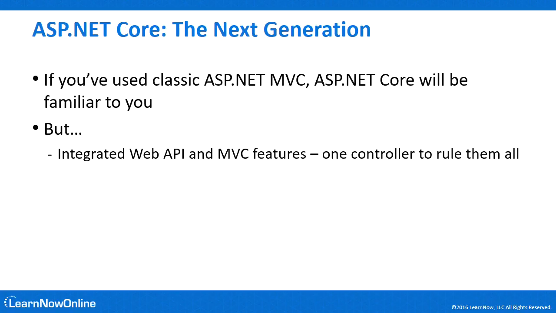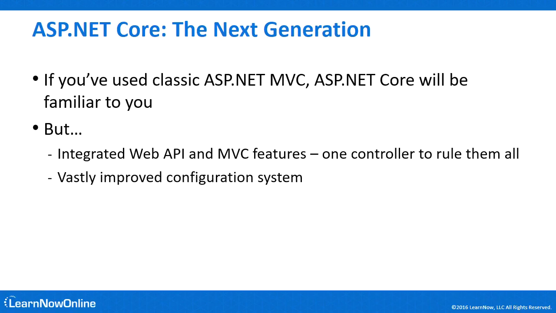In classic ASP.NET, you had to create different controllers that inherited from different objects based on whether or not you were creating a web API service or a controller for an MVC application. But now there's a single unified object that each of these controller types inherit from, and so it makes it much easier to create both web services and MVC applications within a single web application.